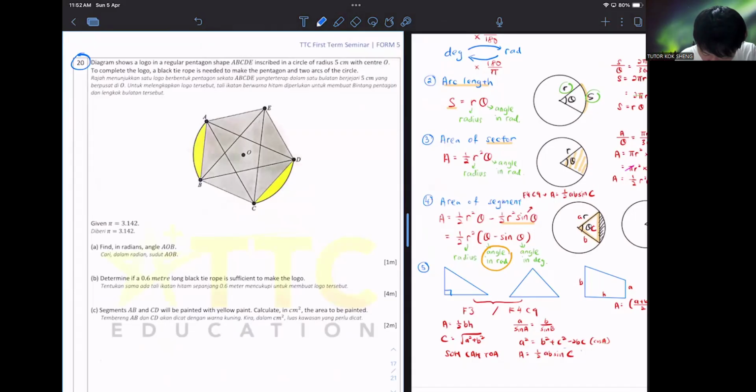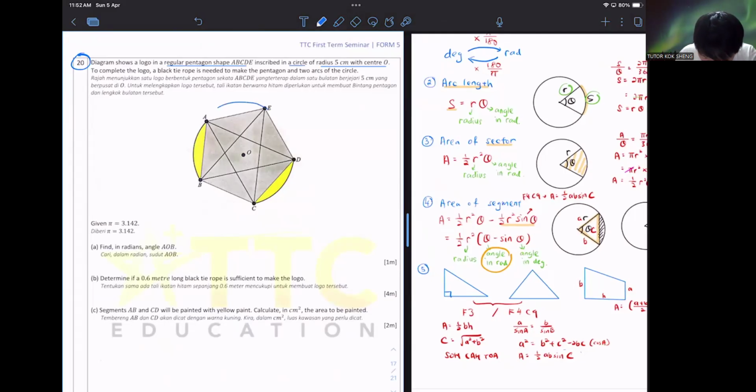The diagram shows a logo in a regular pentagon shape, A, B, C, D, E, inscribed in a circle of radius 5 cm, center O. So it says that now you have a circle, and inside the circle, inscribed, you have a pentagon shape, a regular pentagon.